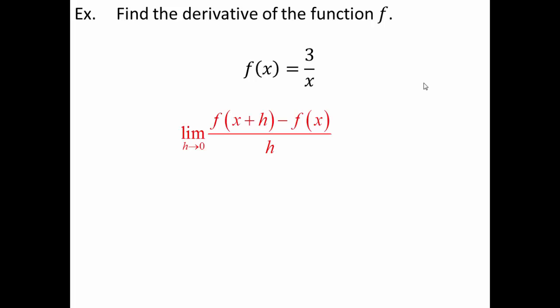We'll start with our difference quotient, and this time when I plug in the x plus h, notice instead of it being 3 over x, it's now going to be 3 over x plus h, minus f of x, which is 3 over x, all over h. So notice we have a situation where we have fractions inside a bigger fraction.